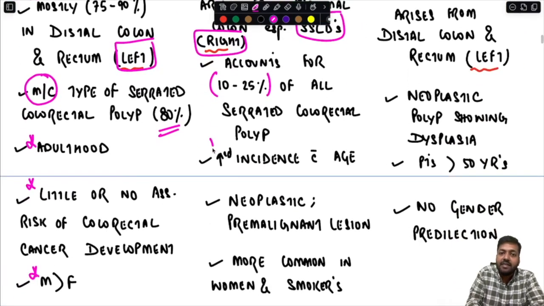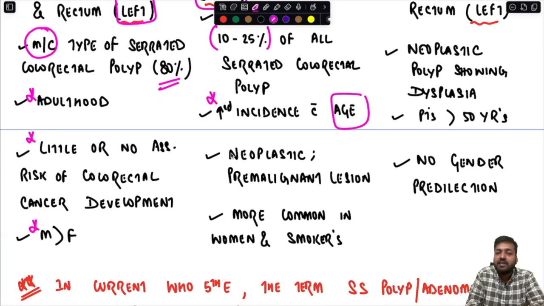The incidence increases with age, and these are considered neoplastic with a pre-malignant potential. So they act as a precursor lesion, and they are more common in women and smokers.